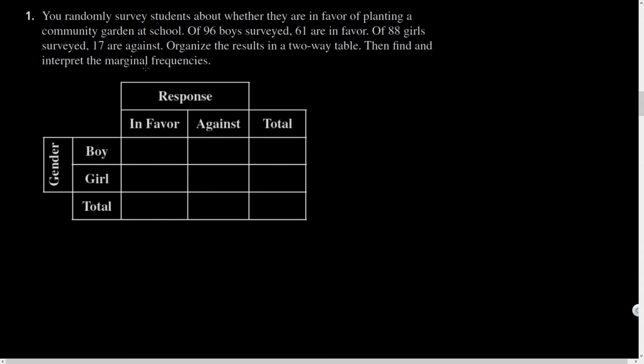Here's Monitoring Progress 1, and I'm taking my time on these because I think it takes a little while to get used to the setup of these. You randomly survey students about whether they are in favor of planting a community garden. Of 96 boys surveyed, so that's a total, right?